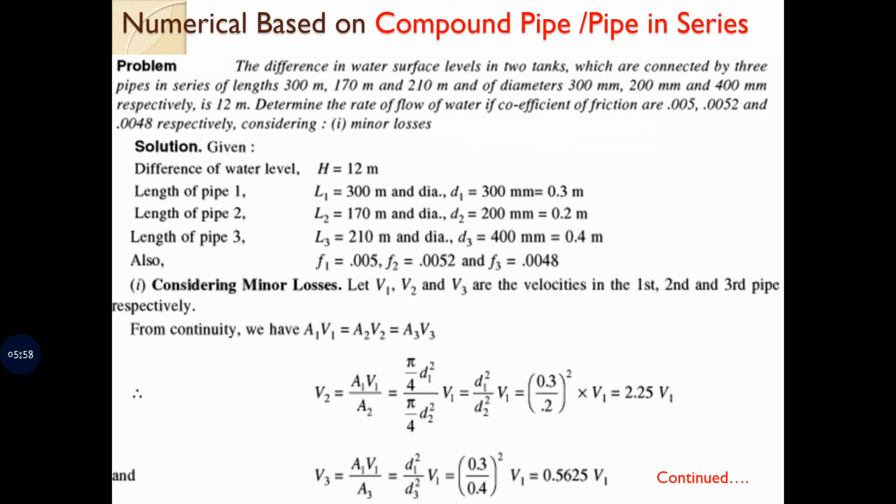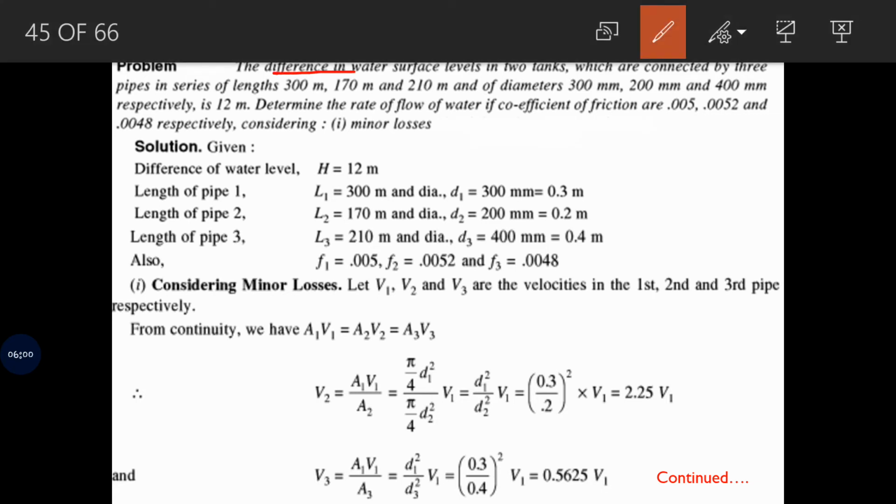So we came to know that the difference in the water is 12 meters. So H is the difference between the water levels, and that comes out to be 12 meters. Respective lengths and respective diameters are given. These are the lengths and these are the diameters which are given to us.